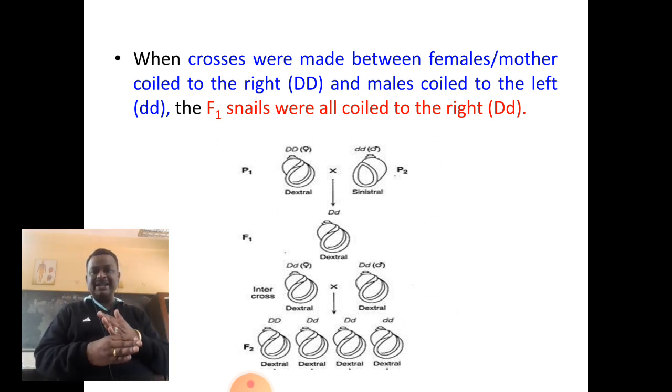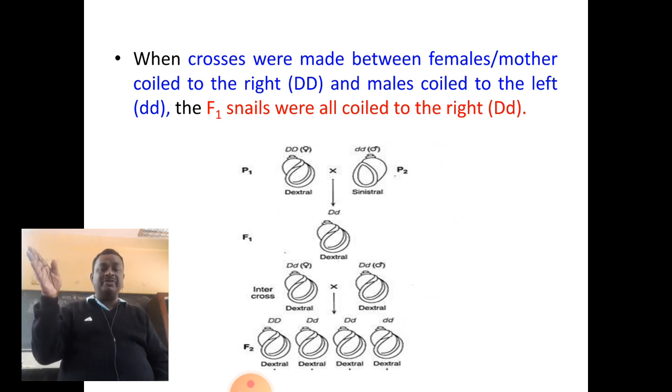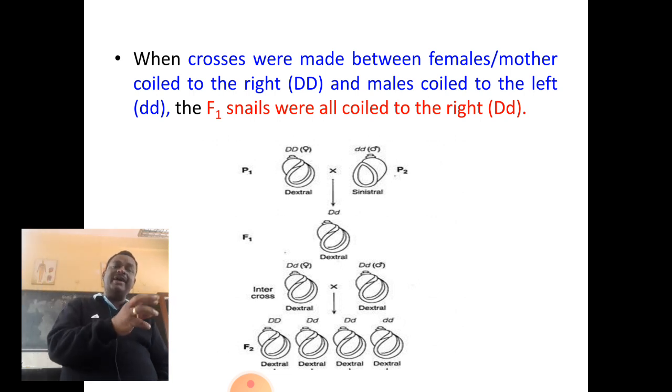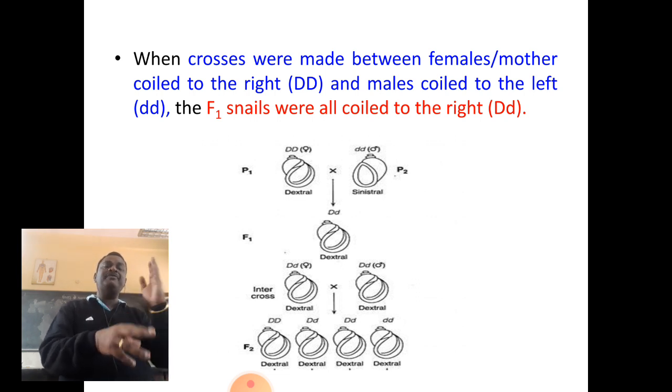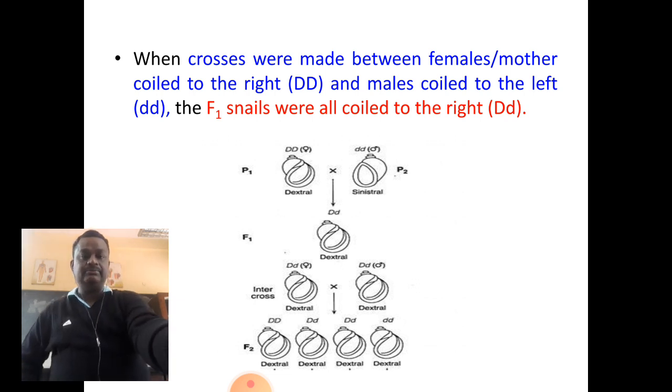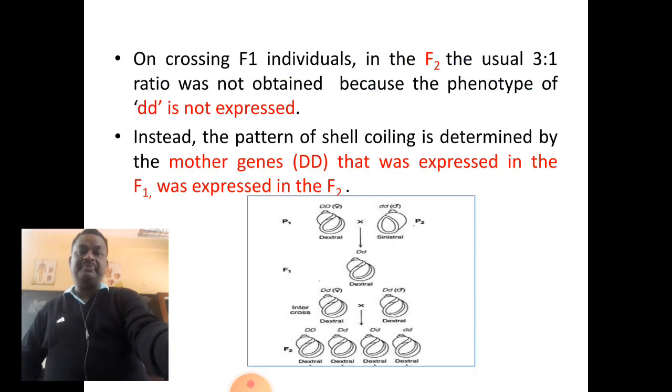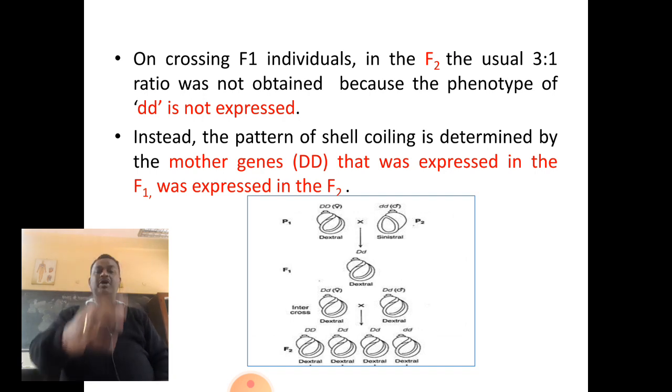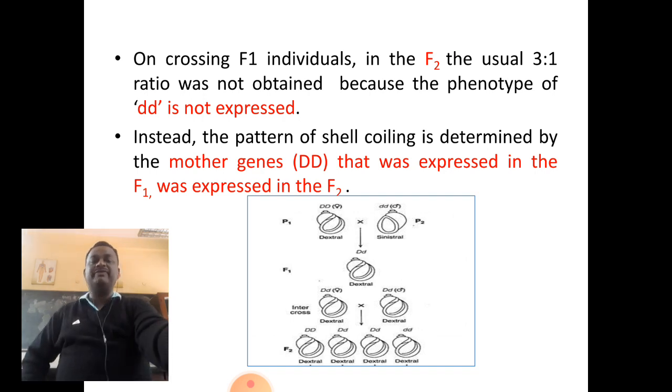What is maternal effect? The character of the mother is influenced, passed on or transferred into the child irrespective of the genotype the child has. So, even if the child has small d, it is not dextral or sinistral; instead it is the mother's character, that is dextral, right coiling, that it shows. So, this is the cross that we have understood just now.